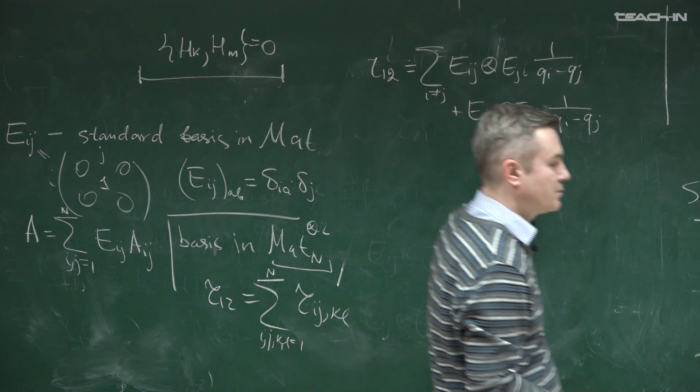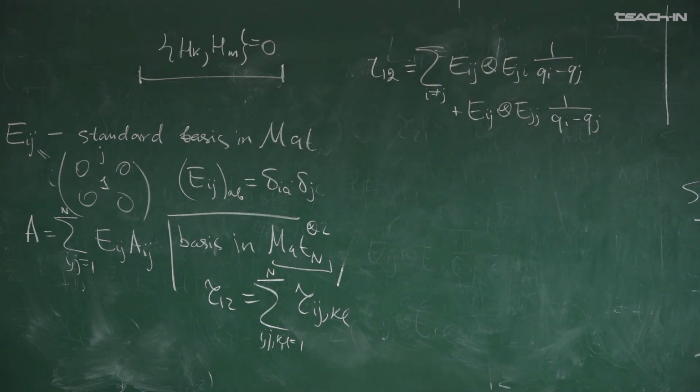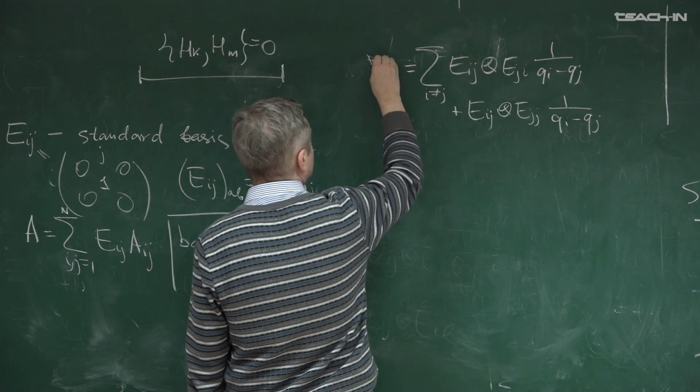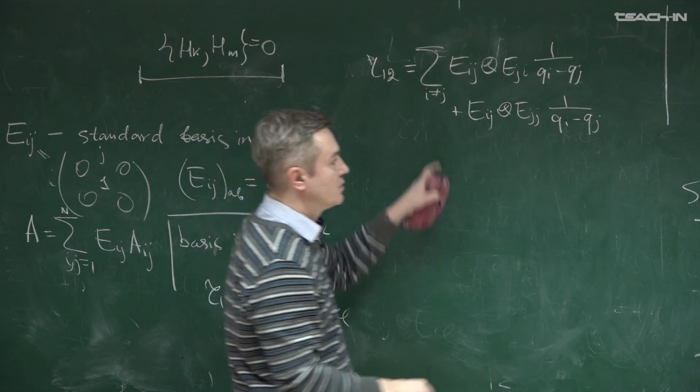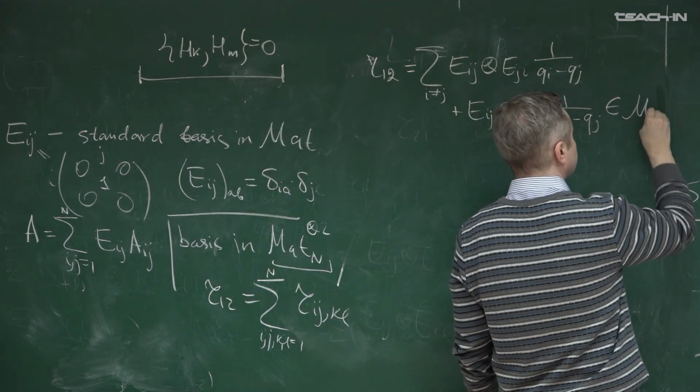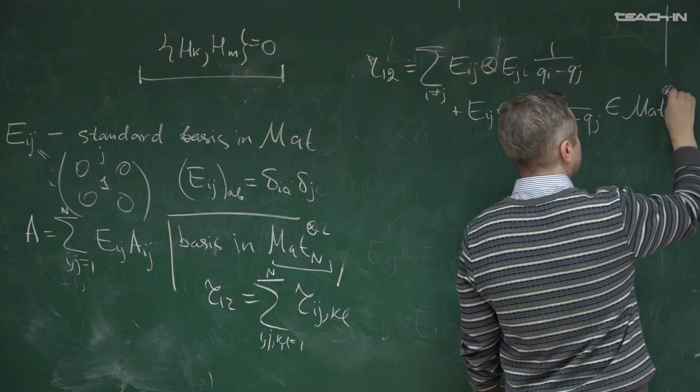So this is an example of a concrete R matrix. Yes, and also, is this R matrix or L? This is R matrix. This is r small 12. So it's an object from the second tensor power of matrix space.